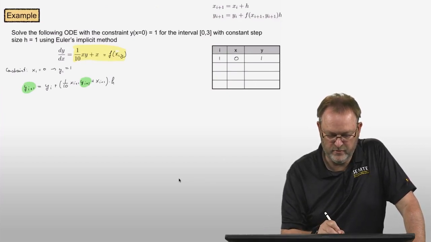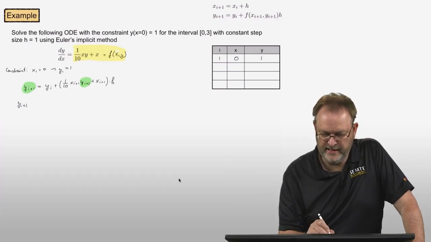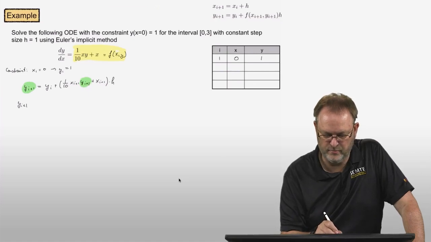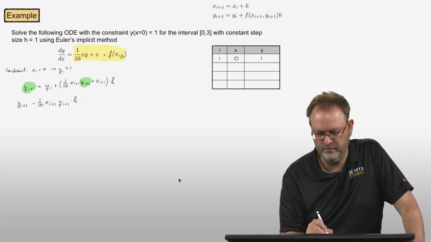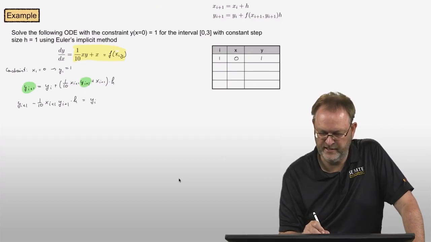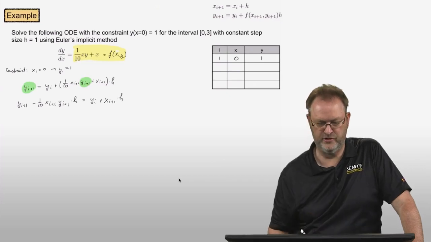So I have yi plus 1. And then over here I have 1/10 xi plus 1 times yi plus 1 times h. And I'm just going to bring this over to the left-hand side. So minus 1/10 xi plus 1 times yi plus 1 times h is equal to yi. And then I have left here plus xi plus 1 times h.